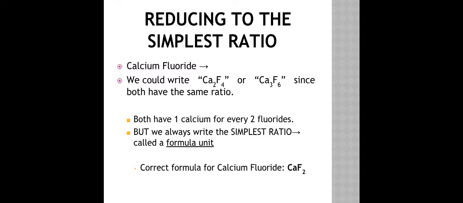All ionic compounds use the simplest ratio of numbers. So in theory, Ca2F4 or Ca3F6 would also balance. They have the exact same ratio, but those can be simplified. So again, for all ionic compounds, we use the simplest ratio of numbers, which in this case is 1 calcium with 2 fluorines. And the name of one of these ionic compounds is called a formula unit. So there's one formula unit for calcium fluoride being CaF2.